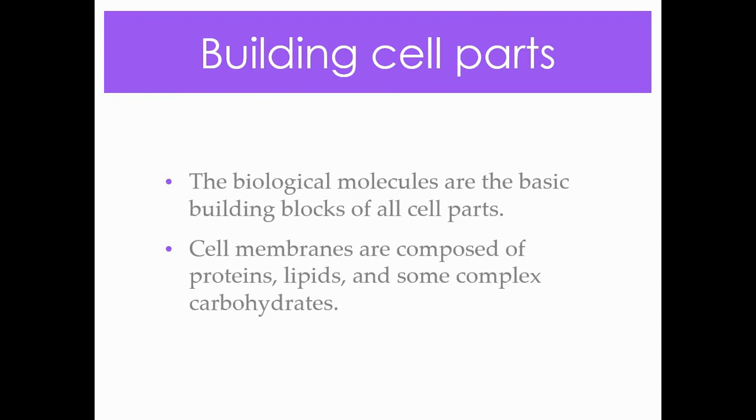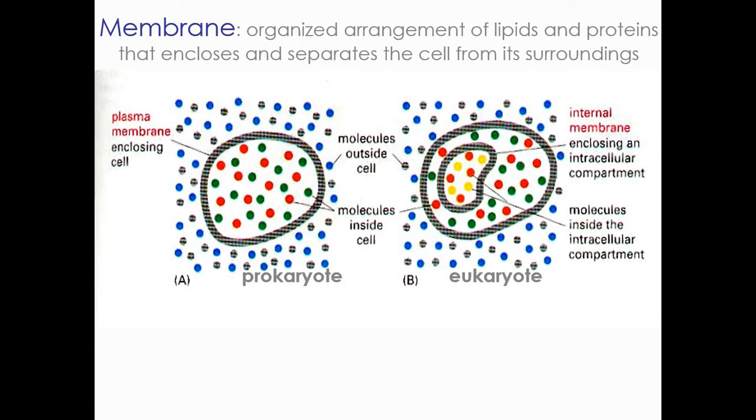So, for this lesson, we will talk about cell membranes. Now, as you know, cell membranes are composed of lipids, but they're not just that. The fact is that cell membranes are composed of proteins, lipids, and some complex carbohydrates. So these three major biomolecules constitute the cell membrane. A membrane is an organized arrangement of lipids and proteins that encloses and separates the cell from its surroundings. So it acts as a boundary of the cell between the inside and the outside.